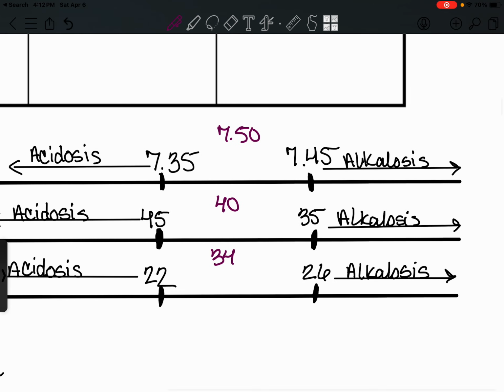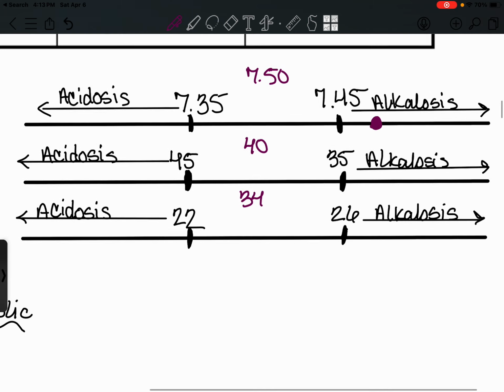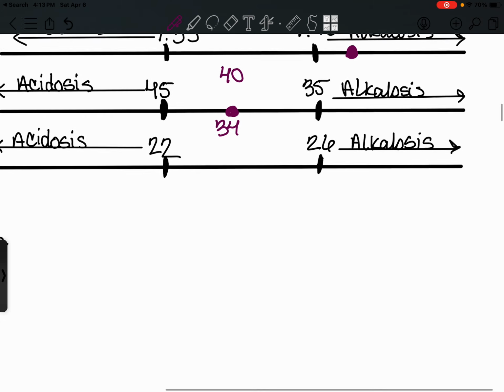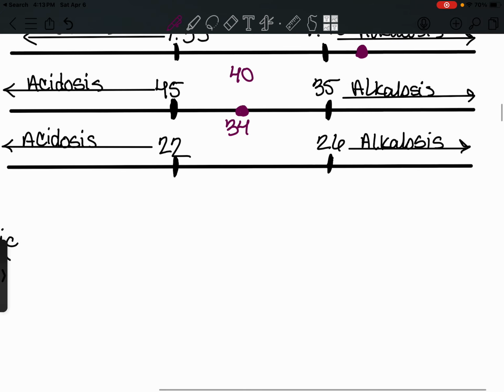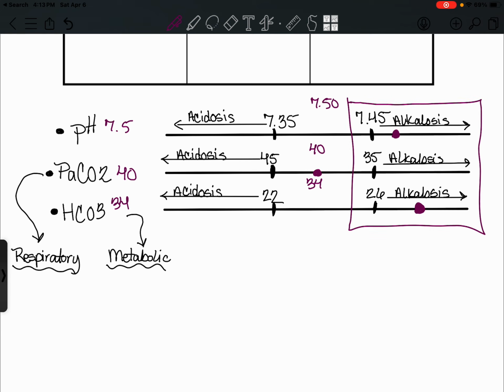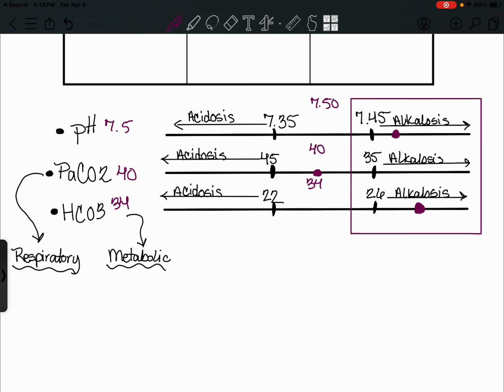So 7.50. That is more than 7.45, so I'm going to put it on the alkalosis side. 40 is in between. It's in the normal value, so I'm going to put it in the middle. 34 is more than 26, so I'm going to put it over here on my alkalosis. Now I'm going to look. I see that I have 2 over here on my alkalosis side, so I'm going to box that in.